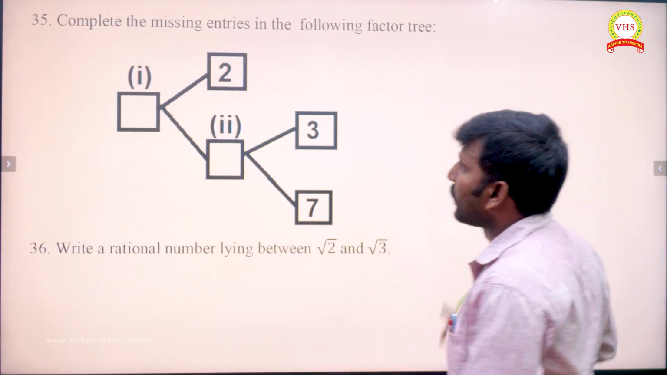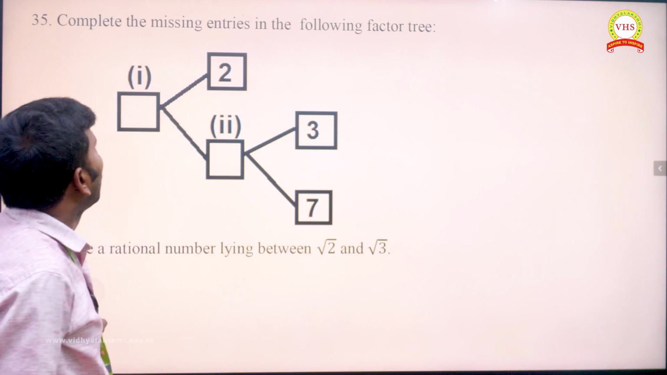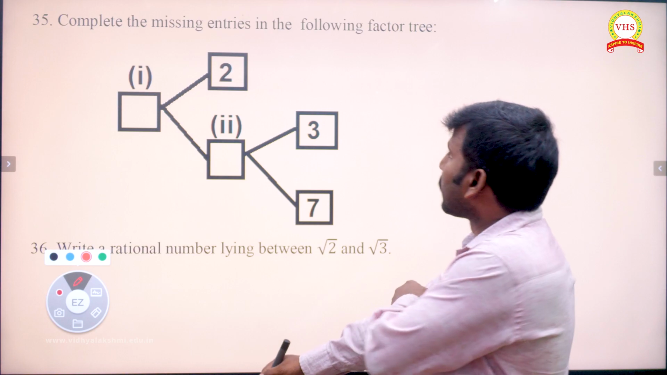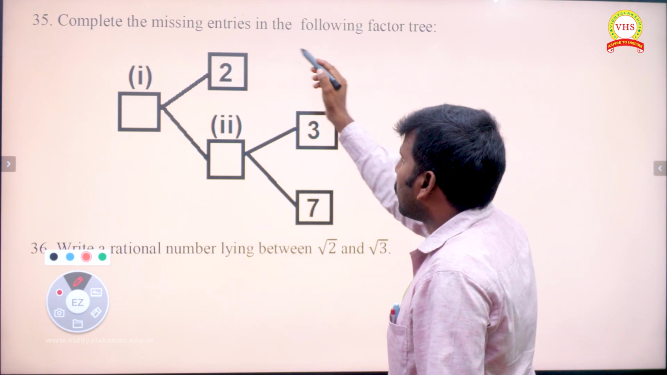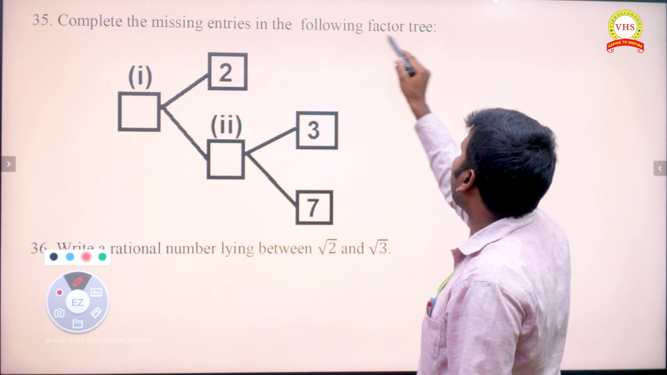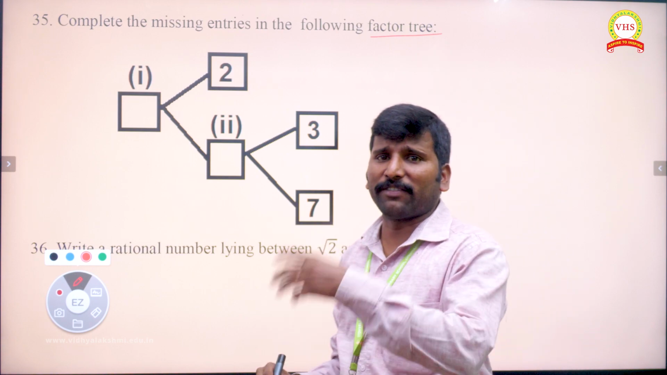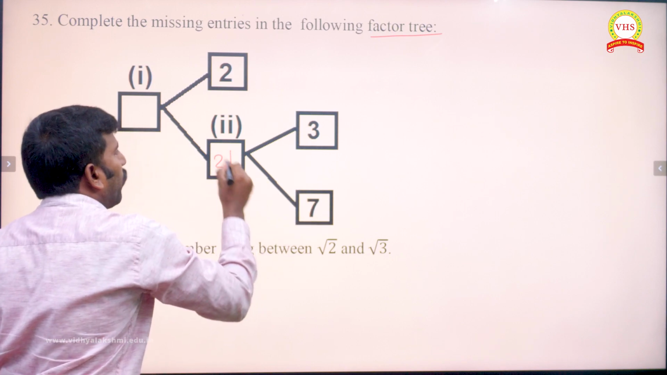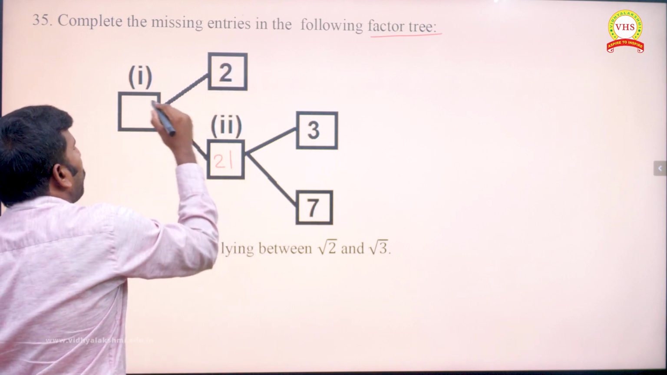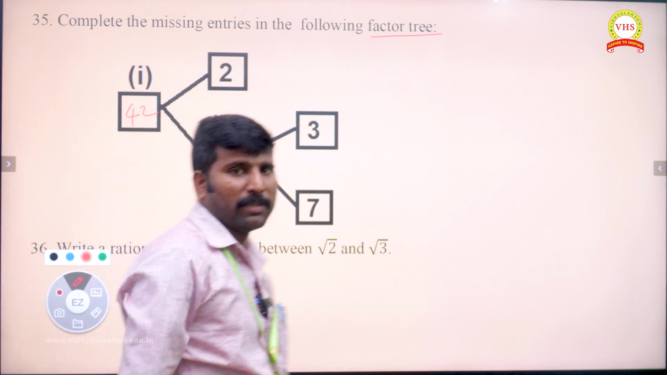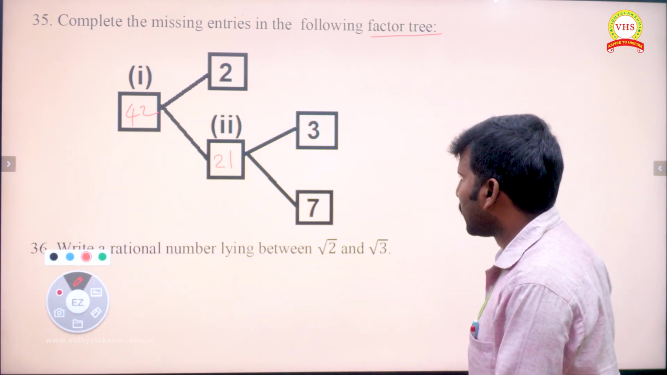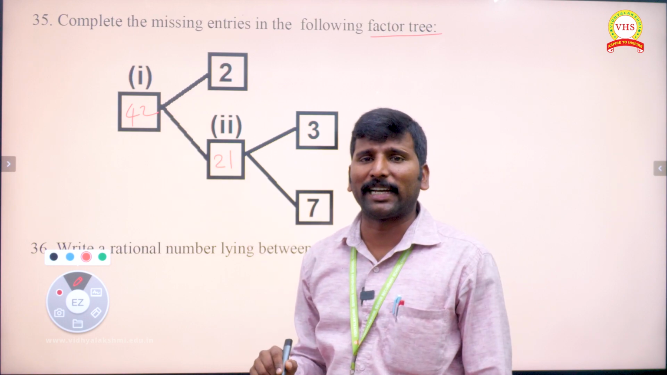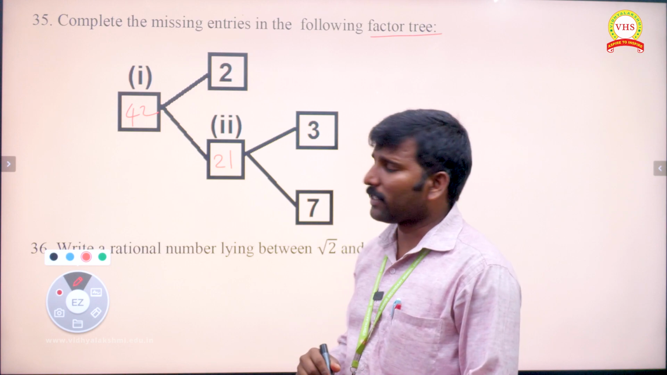Question number 35. See, complete the missing entries in the following factor trees. Factor tree is given and the entries which are missing, they are asking. See, when you multiply these together, what am I getting? 21. When I multiply these together, what am I getting? 42. These are the missing entries. We can say easily 42 and 21.